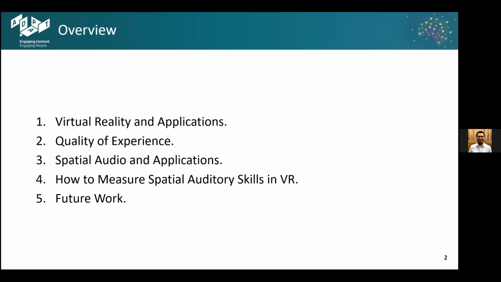So to give an overview of this presentation, I'm going to talk about virtual reality and the applications of virtual reality. Also, I'm going to talk a little bit about quality of experience because this is one of the main subjects of my work. And I'm going to talk also about spatial audio and its applications and how to measure spatial auditory skills in virtual reality environments. And I also want to talk about future work, the perspective of these technologies.